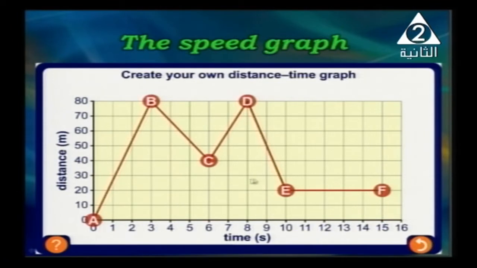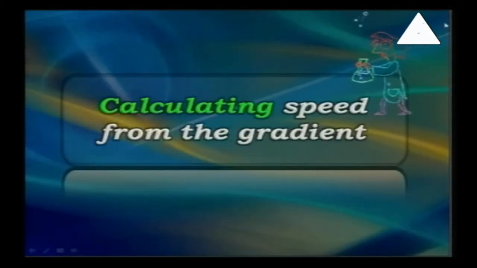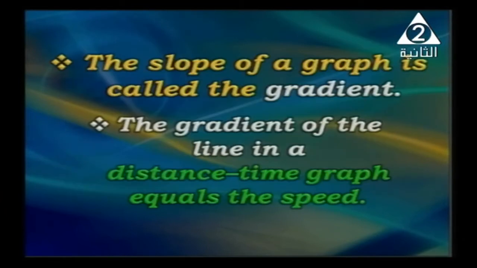So we have different shapes in the graph to represent the speed, the distance-time graph. So we have calculating the gradient. What's meant by gradient? It means a slope. How can you calculate the speed from the gradient? As we see, the slope of a graph is called the gradient. So the gradient of this line in a distance-time graph equals the speed.